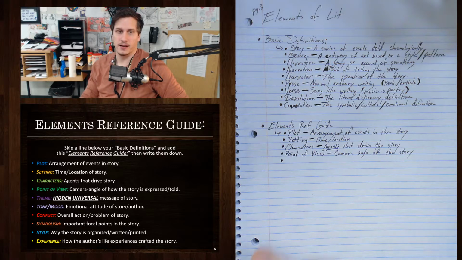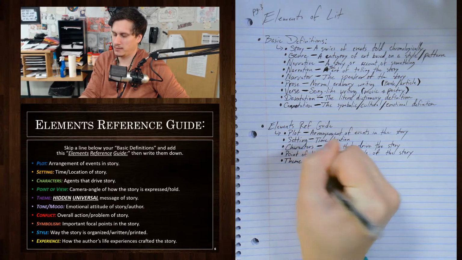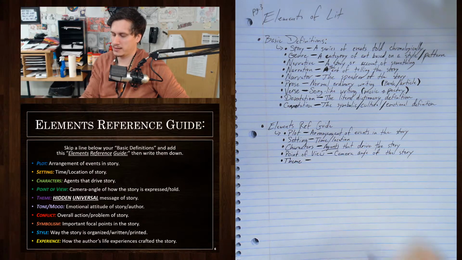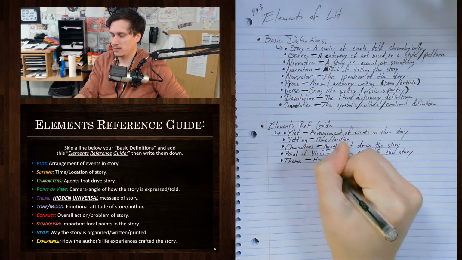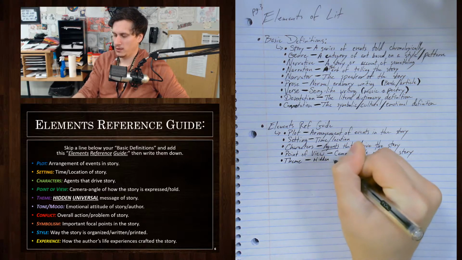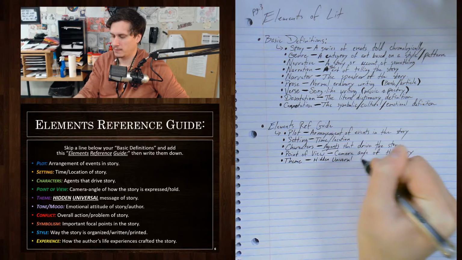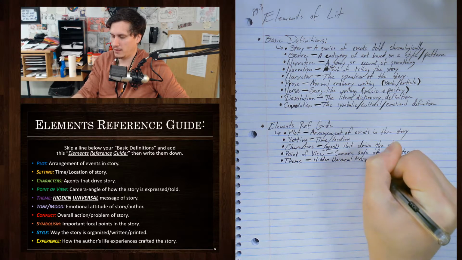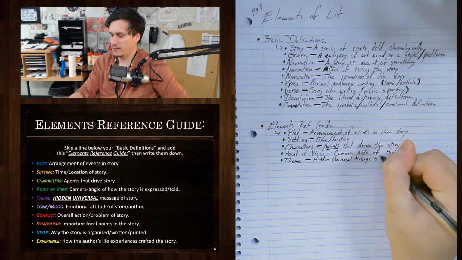Next, you would have theme. For theme, I also want you to write this down word for word, exactly as it is. Theme is the hidden universal message of a story.